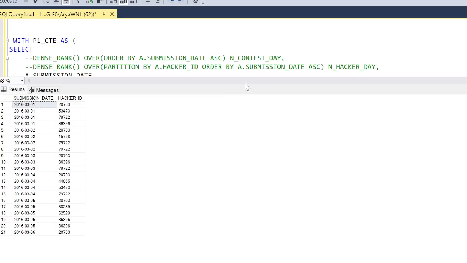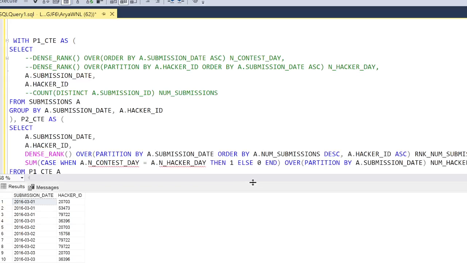Okay, and then what I have done is I have count. So first let us understand this one. Dense rank over order by submission date in ascending order, and I have given the alias as n contest day. So what this will do is order by submission date.